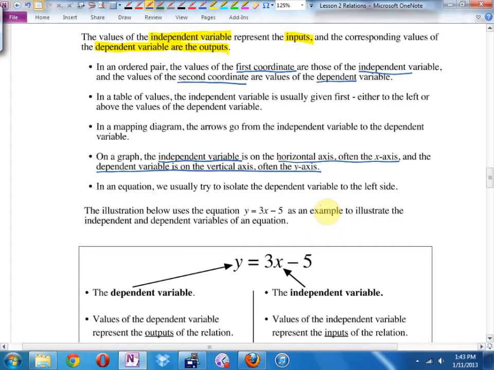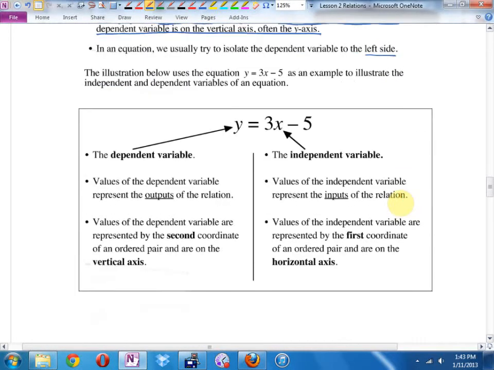Last thing, if it's not too much work, Sam, we will try and isolate the dependent variable to the left-hand side of an equation. Sometimes you can't. Usually you can. So if we summarize all this, here's an equation, y equals 3x minus 5. There's my independent variable. We got the dependent variable by itself. These are my outputs. These are my inputs. If I give you the point, the x-coordinate comes first, the y-coordinate comes second.